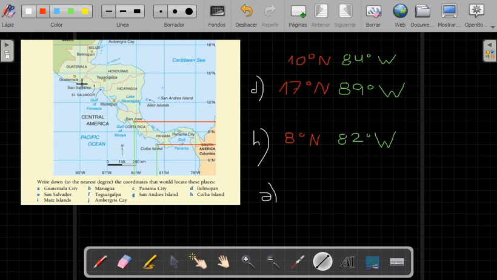We're going to draw a horizontal and straight line to the north reference. And we can see here that we are almost at 15 degrees north, so I'm going to write 15 degrees north. Estamos casi que en 15 grados latitud norte. Let's remember, we are estimating, okay?